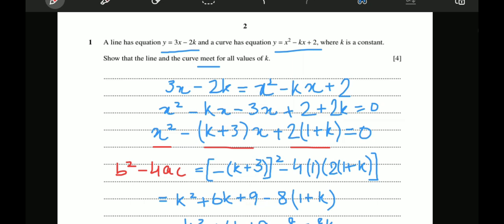Now when we make a quadratic equation in x, we find the discriminant b square minus 4ac. Here a is 1, b is minus (k plus 3). We are taking it with the sign because the general form is ax square plus bx plus c. So b is going to be minus (k plus 3) inside the brackets, and c would be 2 into (1 plus k). So substituting these values in your discriminant, let's see.